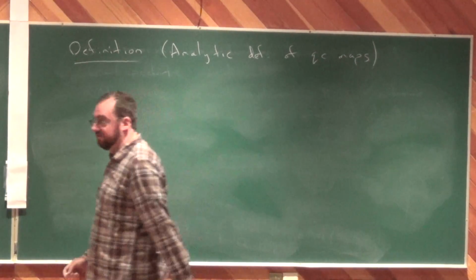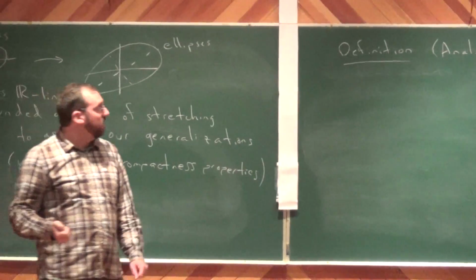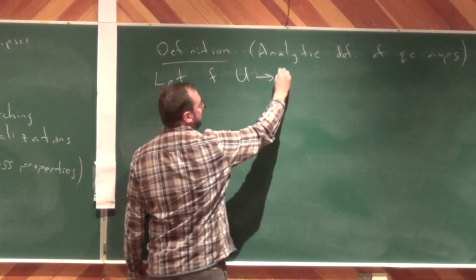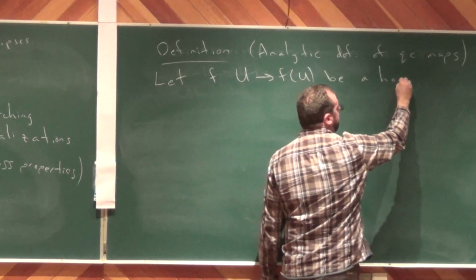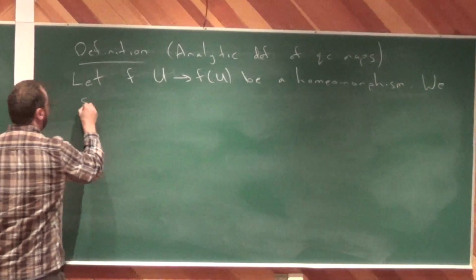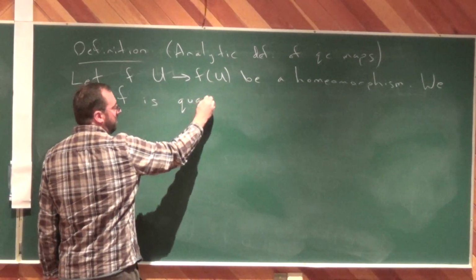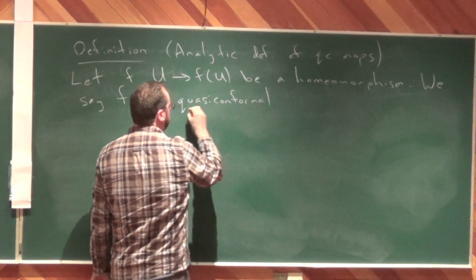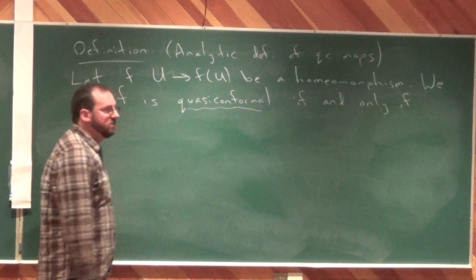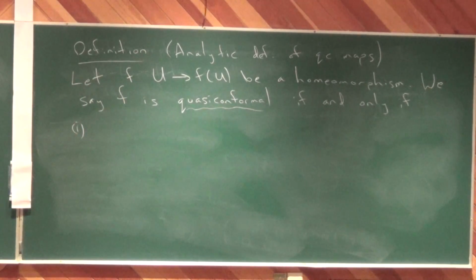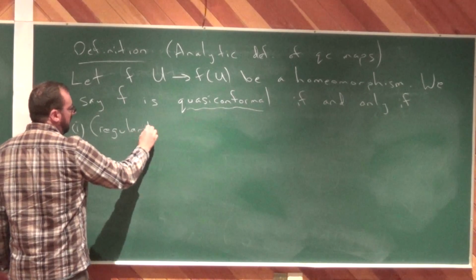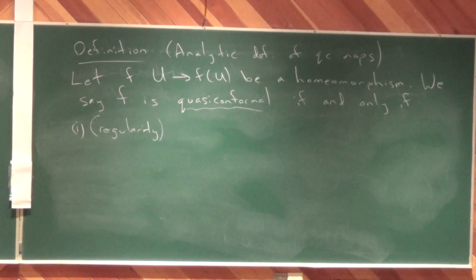So we'll see there's actually a number of different equivalent ways of defining quasi-conformal maps. We're just going to start by defining them with the analytic definition. So let F from a domain U to U be a homeomorphism. Well, then we say F is quasi-conformal if and only if the following two properties hold. We're going to want two properties. The first one deals with how regular the mapping is. Not every homeomorphism is going to have this sort of property.